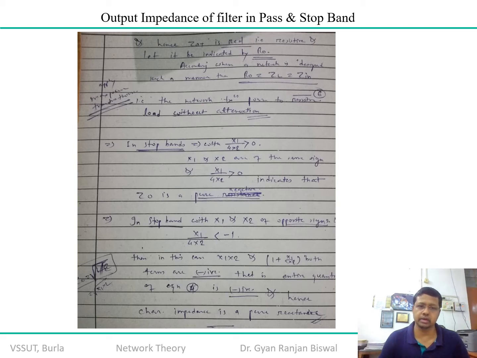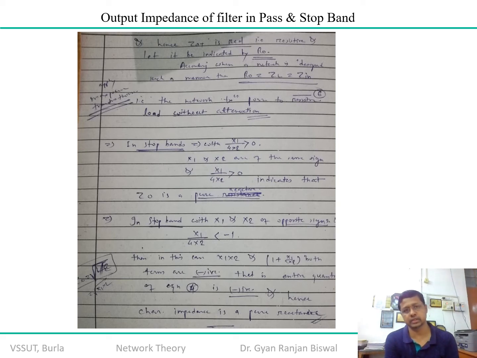Now in the stop band, what will happen? You are not going to satisfy that criteria, so your x1 upon 4 x2 will be greater than 0. If the ratio of x1 by 4 x2 is greater than 0, then obviously, because practically it should be less than 0, your Z0 is representing a pure reactive. Because if it is less than 0, it is a pure resistive.